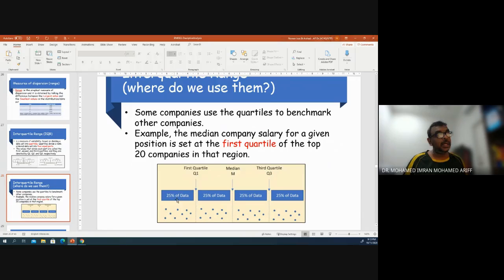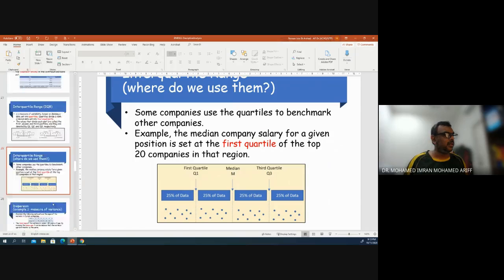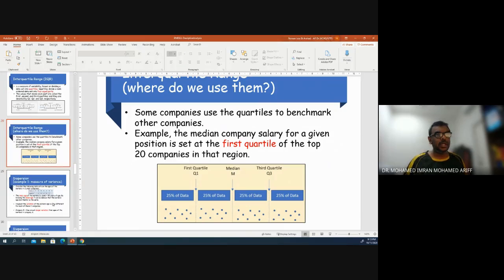Walaupun tak sama, tetapi berada dalam Q1 ini. So they can say that walaupun gaji engineer di company A tidak sama dengan gaji engineer di company B, but it's all in the same Q1. Okay, semua kat sini. Alright, so this one we already use, but mostly we use it in companies bila diorang nak buat prediction ke apa.